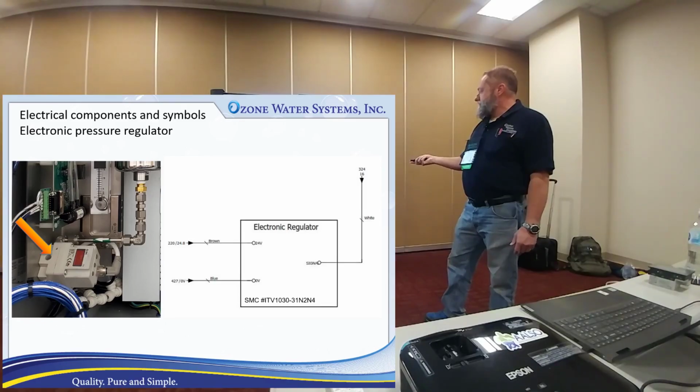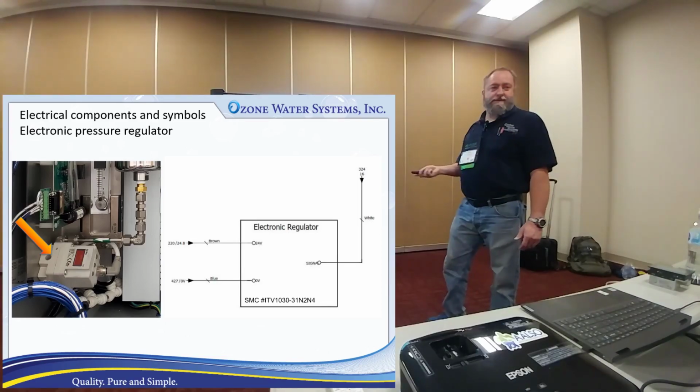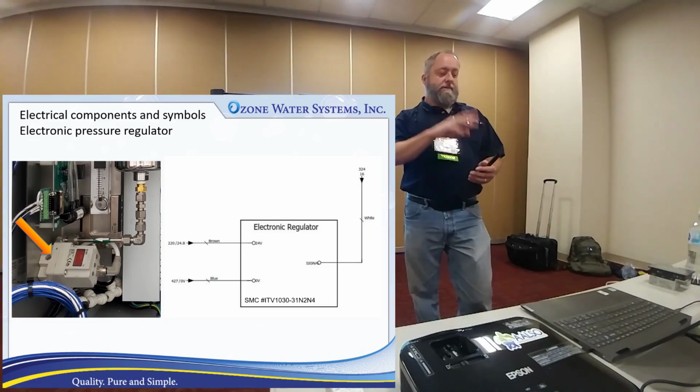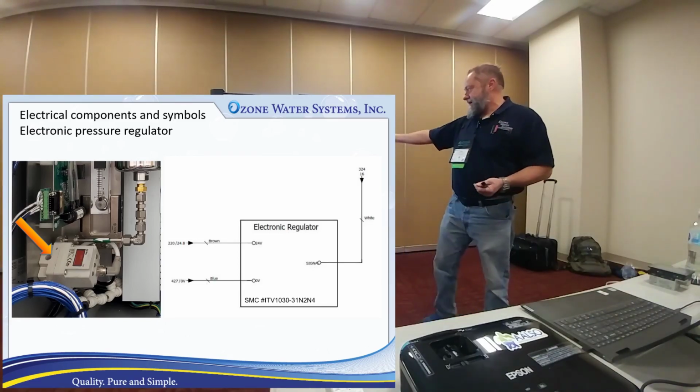Electronic regulator, you'll see a part number. Again, it's just a standard square box. We didn't take the time to draw that one out, but this is in our ozone generators. It's just got 24 volts and 0 volts, and it takes an analog signal from the PLC to tell it what pressure we want. You just dial in a number, I want 10 PSI, and it'll make 10 PSI.